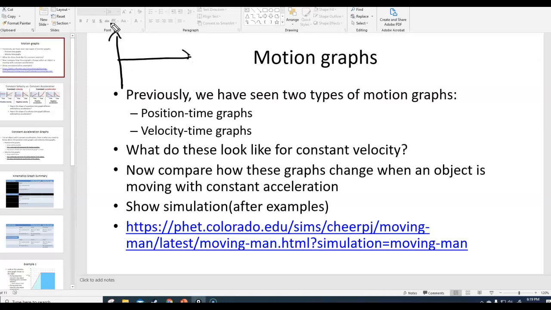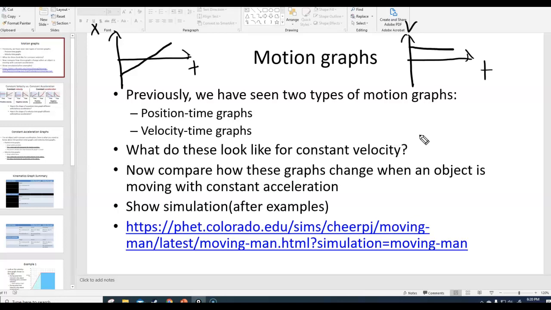A position time graph, which I'm going to label xt, if you have constant velocity, the shape is going to look something like this. It's going to be linear. And remember that the slope of a position time graph represents the velocity of the object. The velocity time graph, again only for an object at constant velocity, would look something like this, with the velocity not changing. And that's basically the two types of graphs that we saw in the last unit.